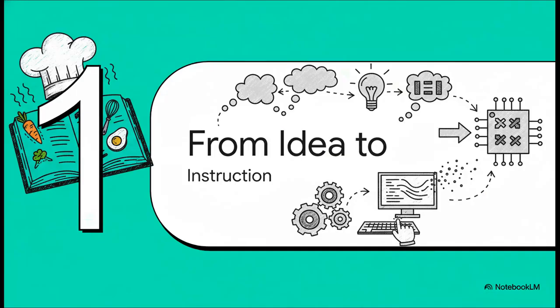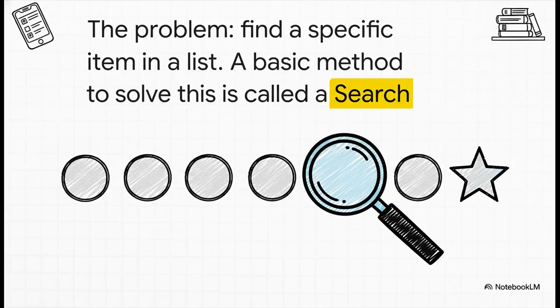Okay, so if an algorithm is just a recipe, how do we actually write one? Let's follow the journey from just having a simple idea all the way to a concrete set of instructions that a computer can actually understand and follow. It's all about turning a problem into a working solution. To make this super clear, we're going to use one example the whole way through. The problem is simple. You've got a list of items, and you need to find a specific one. This is something you do all the time without even thinking, right? Like looking for a name in your phone's contact list?